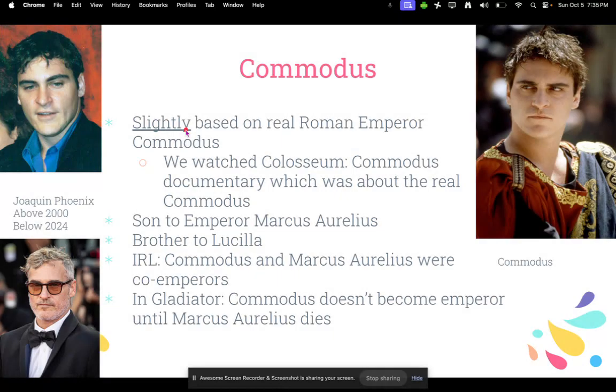All right, then we have Commodus, who is this guy right here. He is played by Joaquin Phoenix, and this is a picture of him in 2000. Here's a more recent picture of him. So Commodus in the movie Gladiator is slightly based on the real Roman Emperor Commodus, as we watched in the Coliseum Commodus documentary, which is about the real Commodus. So he is indeed the son of Emperor Marcus Aurelius.